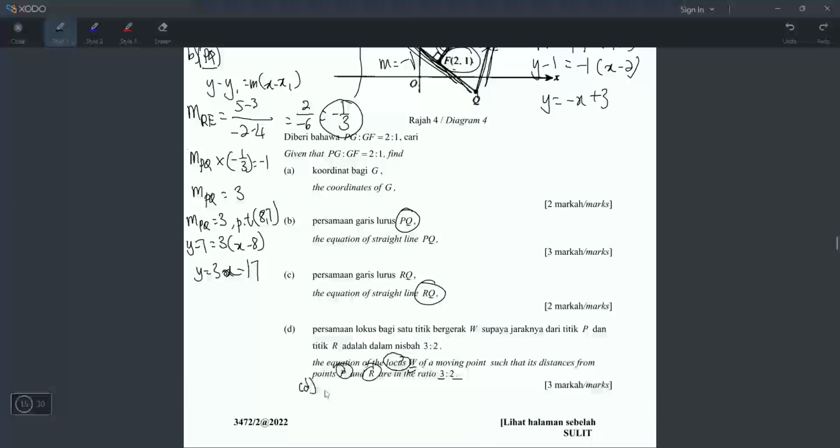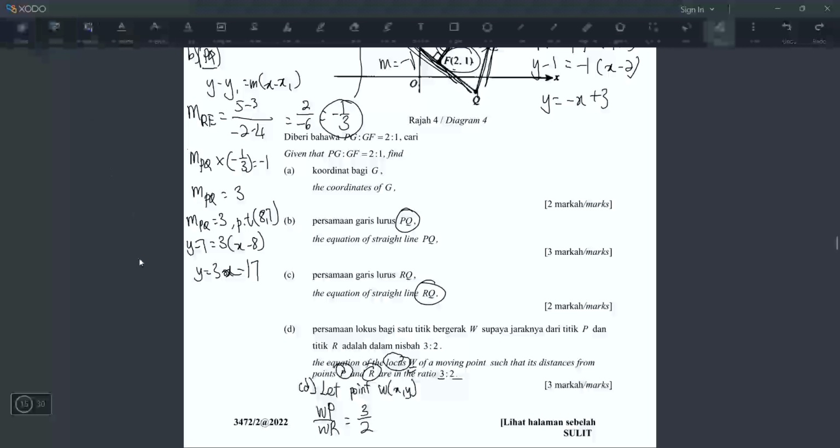of 3 to 2. So first thing first, I always teach in class, for a moving point, we will let the moving point, which is point W, become XY, because this is the point that keeps moving. So the coordinate is XY. And then now we read the information. The distance from W to P, okay, WP, ratio WR will be in the ratio 3 to 2. And remember, ratio you can write as a fraction. Okay, so read again. W moves such that the distance from P and R is in 3 to 2. So the distance of WP and the distance of WR are always in the ratio 3 to 2. That said already. That's how you do it, right?